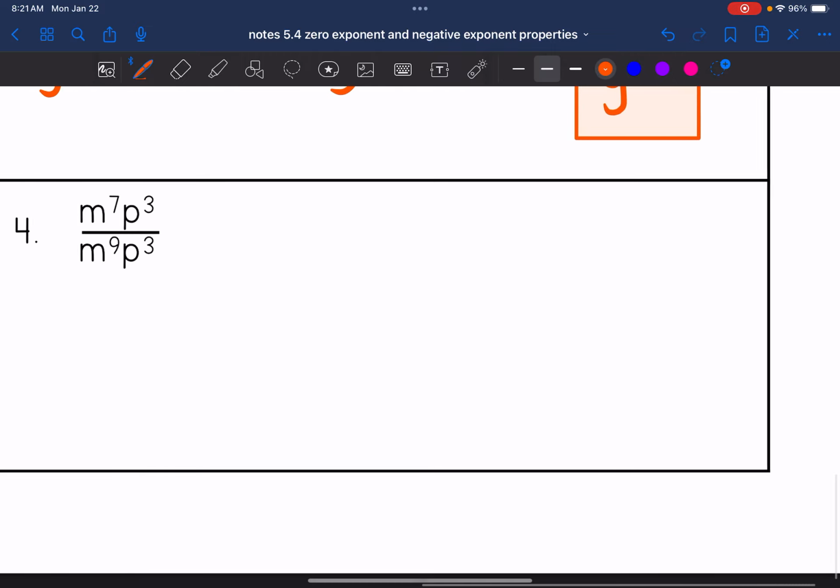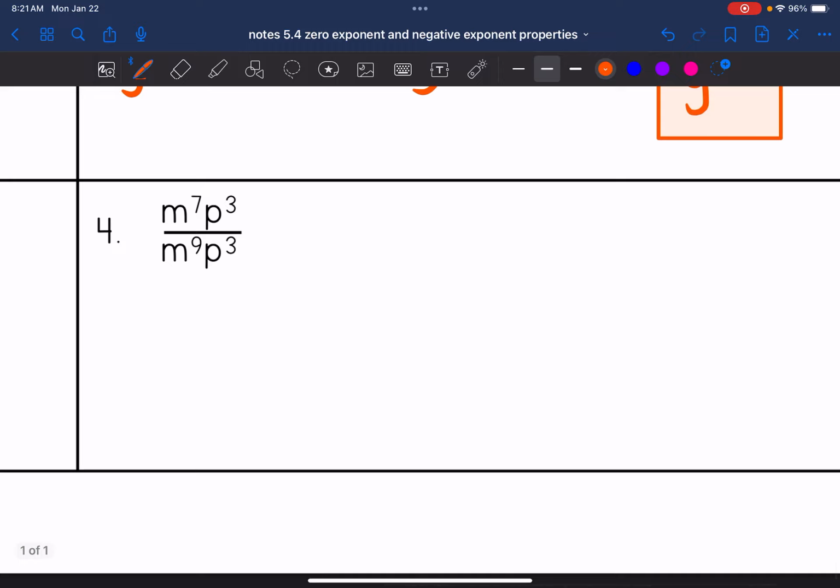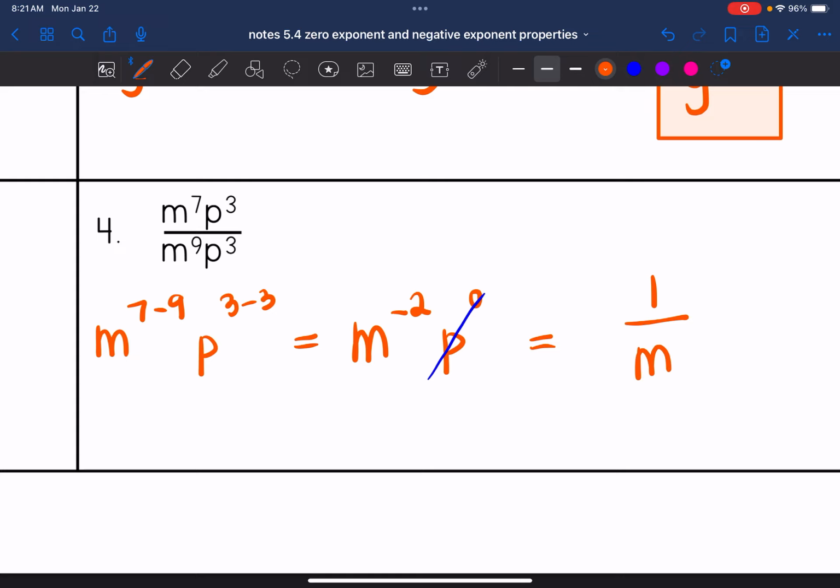And last example, this is quotient property, so we're going to subtract: m to the 7 minus 9, p to the 3 minus 3. That gives us m to the negative 2 and p to the 0. So anything to the 0 power just equals 1, so I'm not going to write it anymore. And then that negative exponent just means that we write it in the bottom of our fraction.